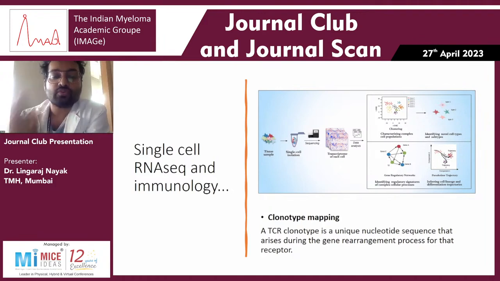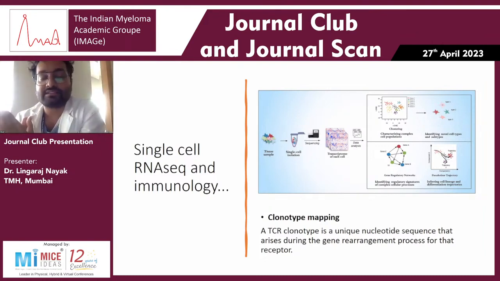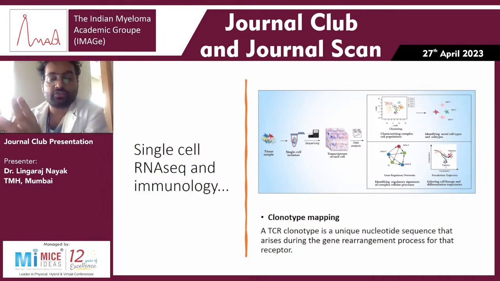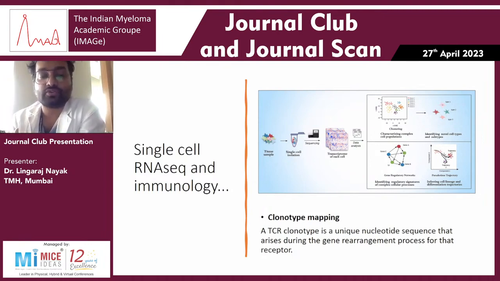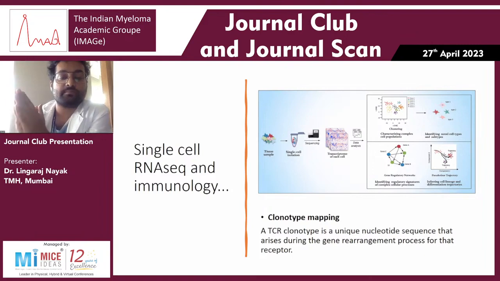And if you know that set of mutations, you can track those cells in the different compartments of the body, be it peripheral blood, be it marrow. So you can understand what happened to those cells when the patient progresses or the patient responds, what is happening to those clonotypes of T cells. So that is basically called clonotype mapping. Next slide, please.